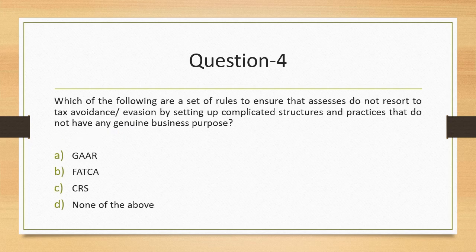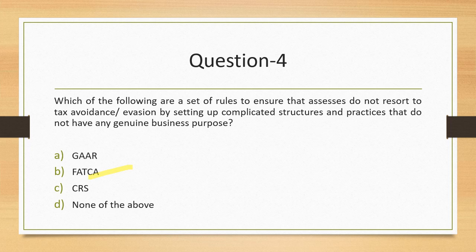Let us move to question 4. Which of the following are a set of rules to ensure that assessees do not resort to tax avoidance, evasion by setting up complicated structures and practices that do not have any genuine business purpose, right? So we have many regulations as far as the investments are concerned. Even FATCA is a regulation, but this is something to do with how the US funds are being invested by US persons outside US, right? So FATCA is an extraterritorial regulation, but that will not be applicable here. So that's not the correct answer. So I would rather cross it to say that this is not the answer, right?